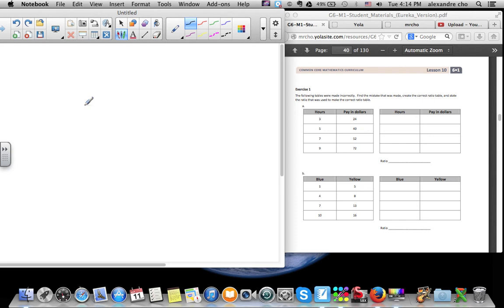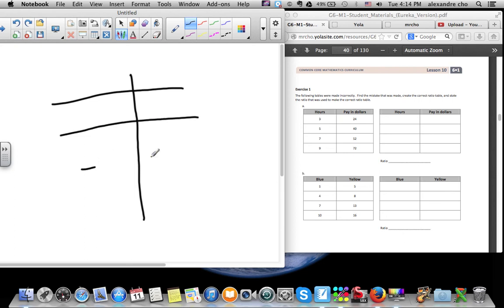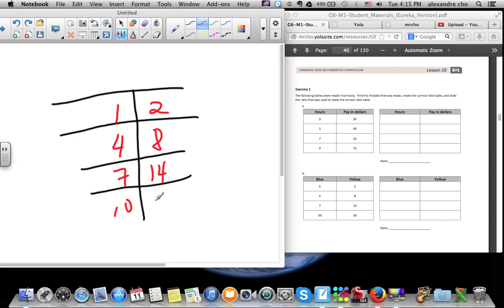Oh, let me write it on this side. 1, 2, 3, 4. Assume that the one I want to work with is this one, and I'll use red. 4 to 8. Okay, 4 blue, 8 yellow. Then everything else is very easy. So if I have 1 blue, I should have 2 yellow. If I have 7 blue, I should have 14 yellow. And if I have 10 blue, I should have 20 yellow.